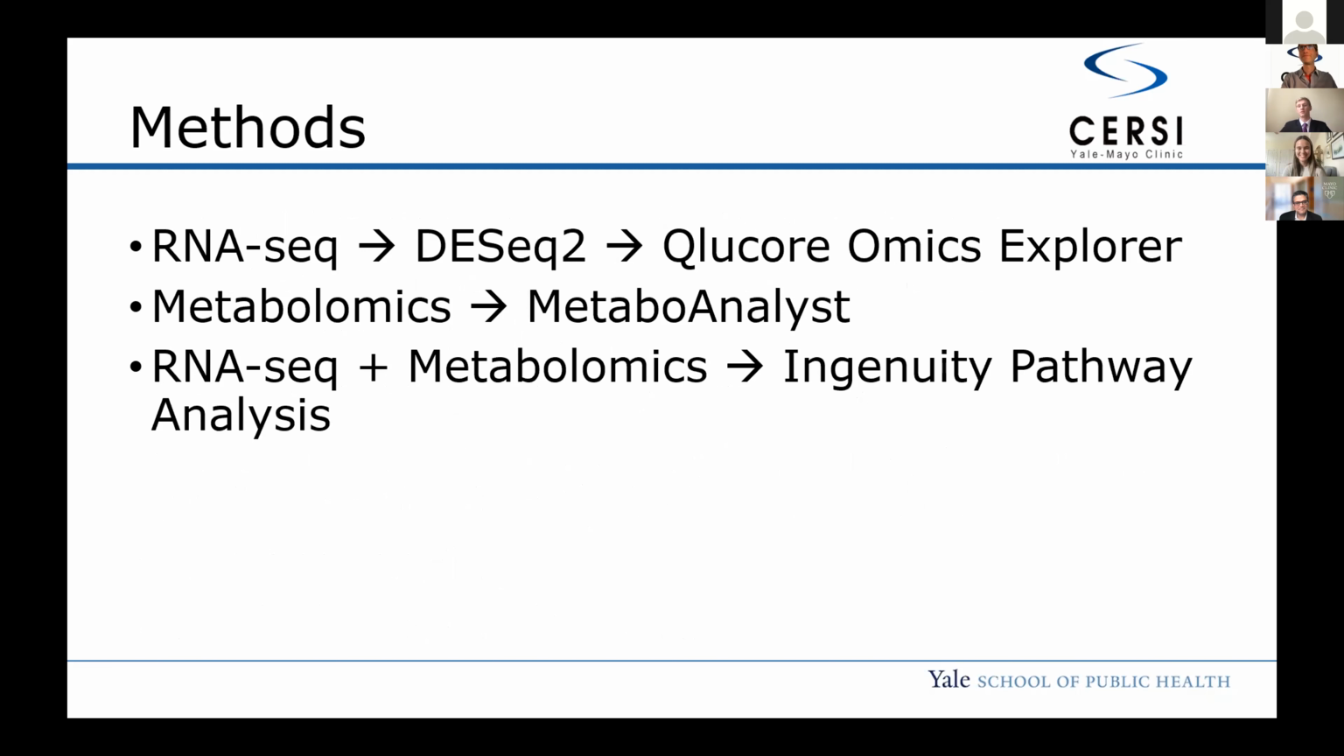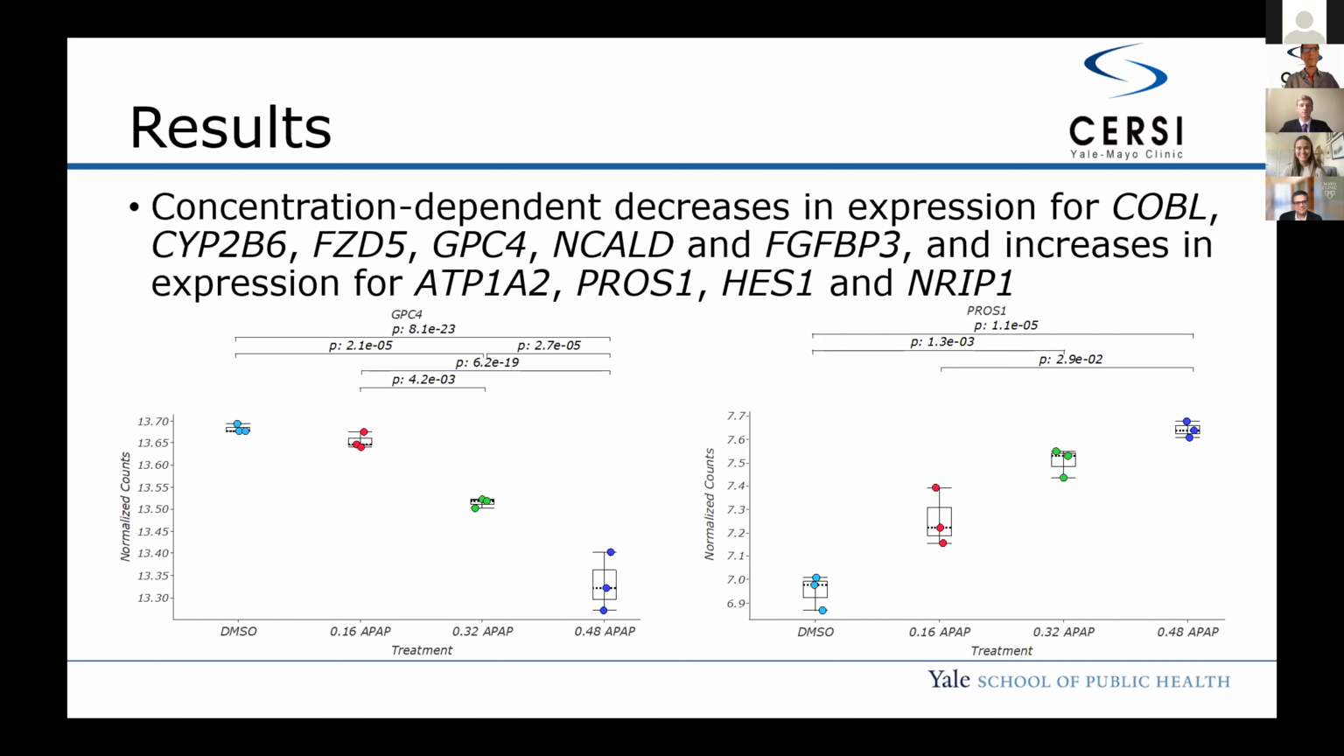Reads from RNA sequencing were run through a pipeline so that differentially expressed genes and normalized read counts were determined by DESeq2, and then visualized in ClueCore Omics Explorer. Peaks for metabolomics were deconvoluted and identified in MZ-Mine, and then analyzed with MetaboAnalyst. Finally, pathway enrichment analysis was performed on differentially expressed genes and metabolites using Ingenuity pathway analysis. Next slide, please. Thank you.